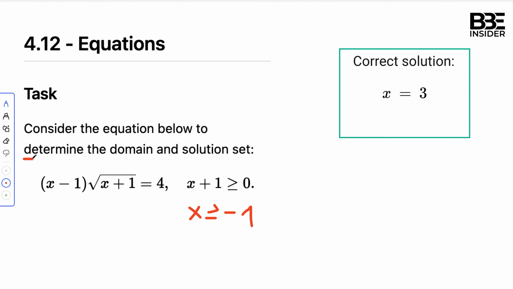To summarize, we determined the domain, which is x greater than or equal to -1, and we found the solution set. The solution set only consists of one number, x equals 3, which is the one and only solution to this equation.